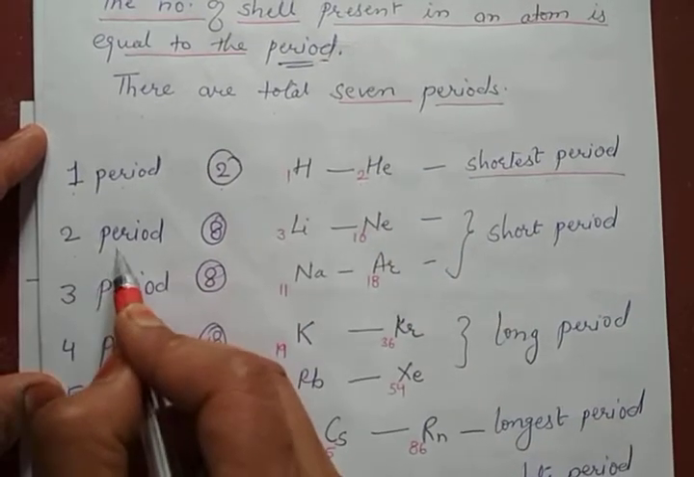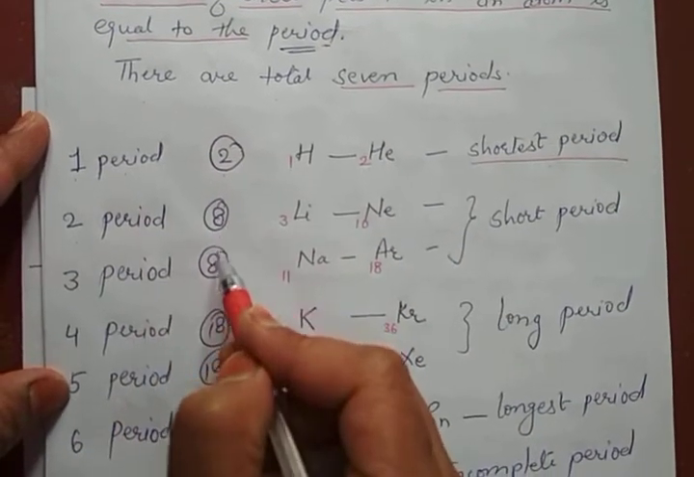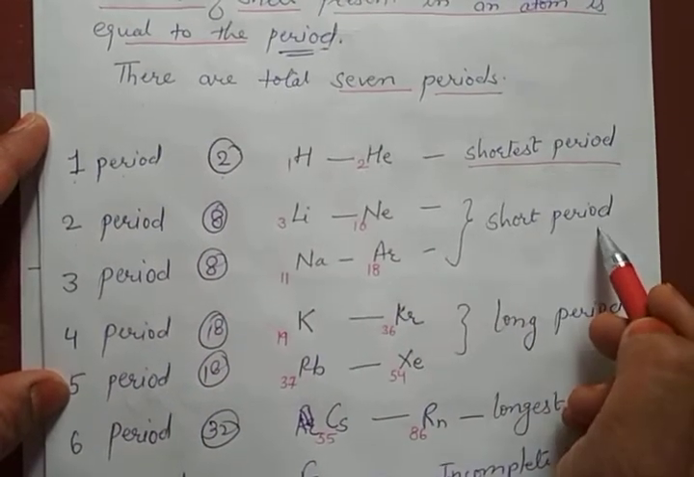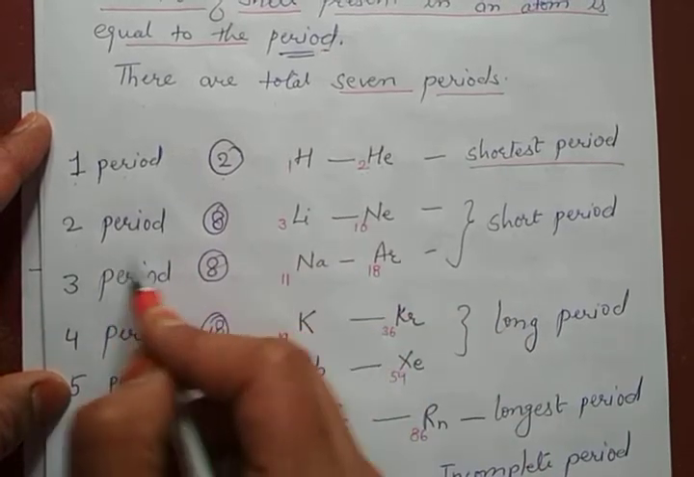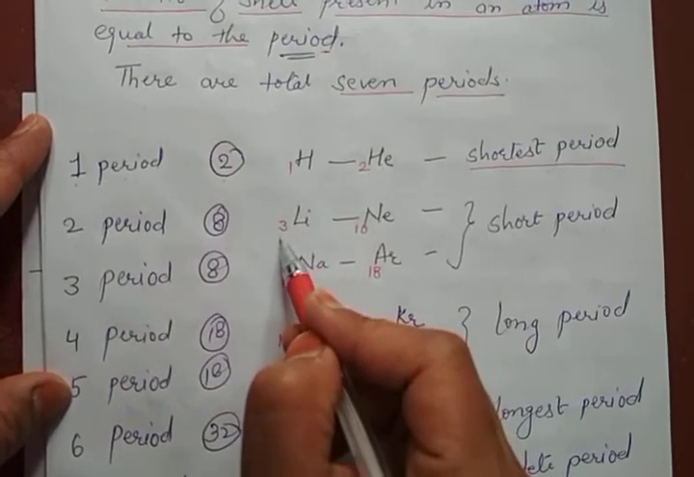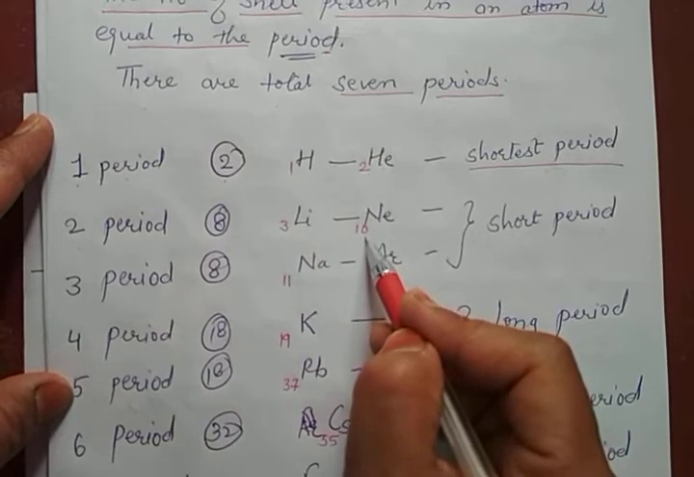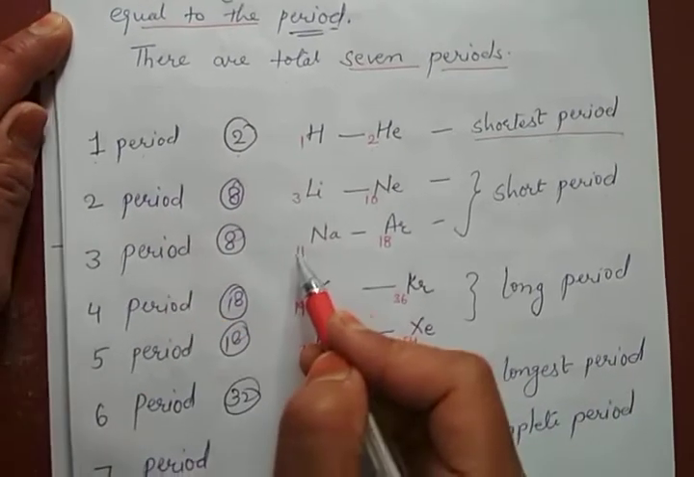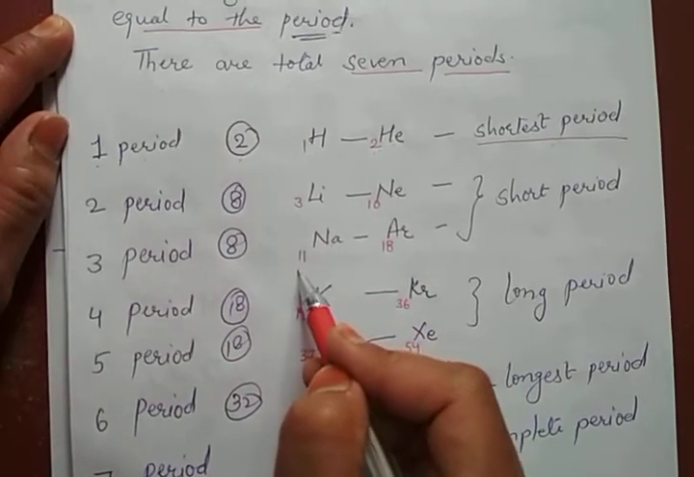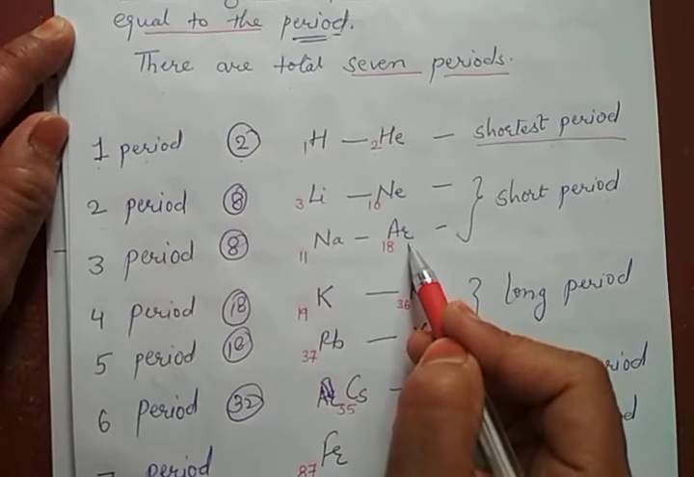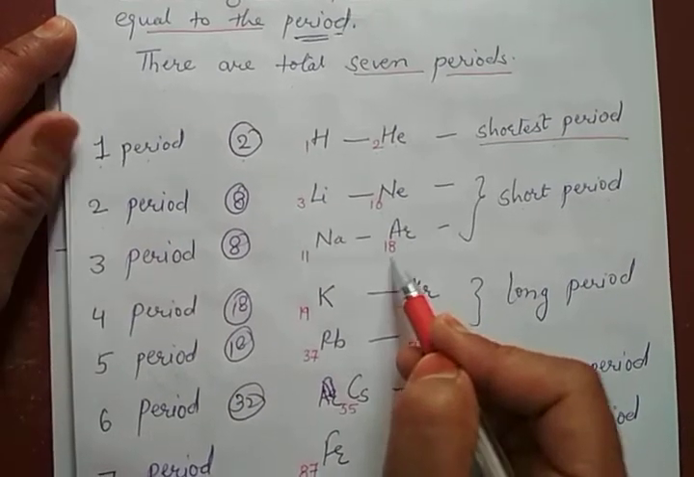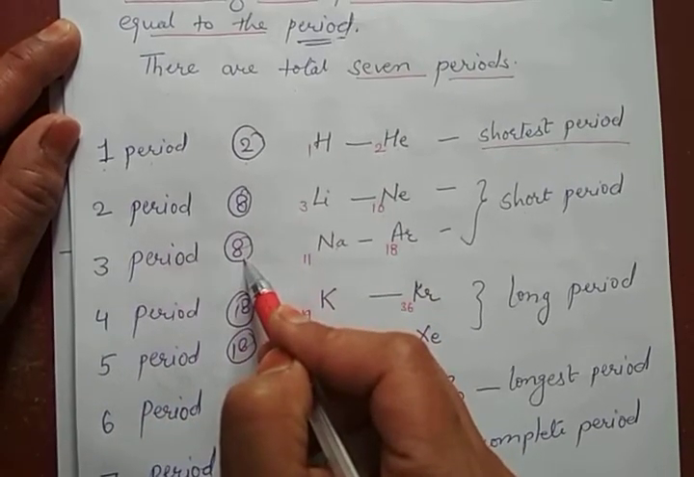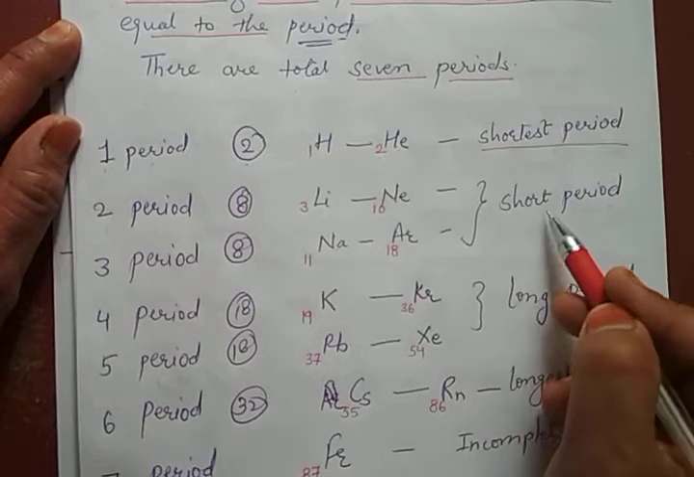Now the second period and third period both contain 8 elements, and they are called short periods. The elements of the second period start with lithium, atomic number 3, up to neon, atomic number 10. The elements of the third period start with sodium, atomic number 11, up to argon, atomic number 18. Remember, the second and third periods, as they contain 8 elements, are both called short periods.